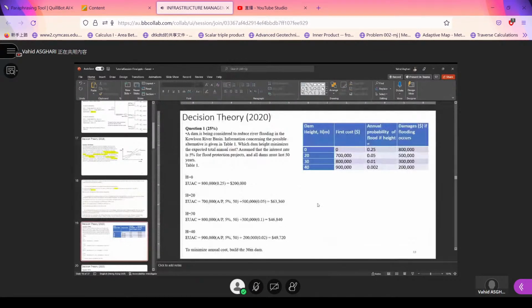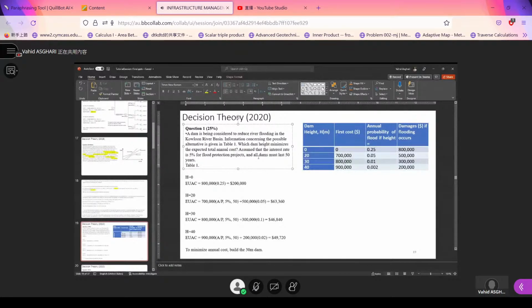Next one. In 2020, we have another question. A dam is being considered to reduce river flooding in the Kowloon River Basin. Information considering the possible alternative is given in table 1. Which dam height minimizes the expected total annual cost? Assume that the interest rate is 5% for flood protection projects and all dams must last 50 years.